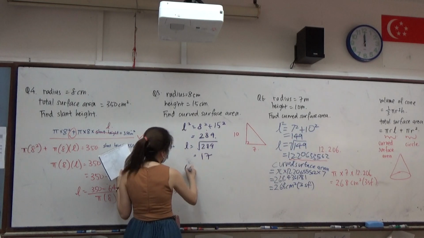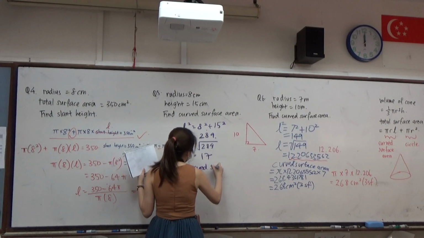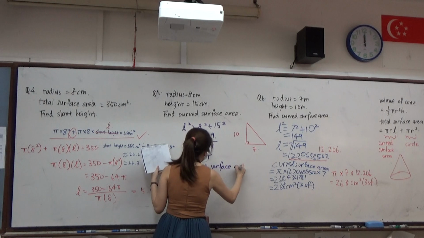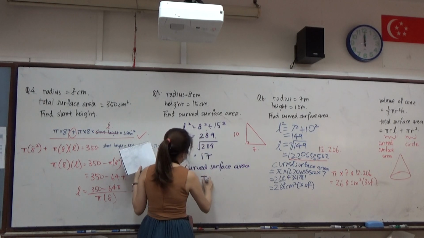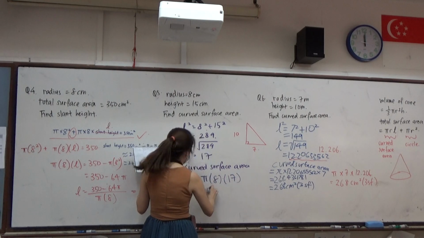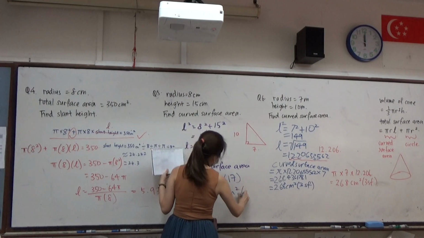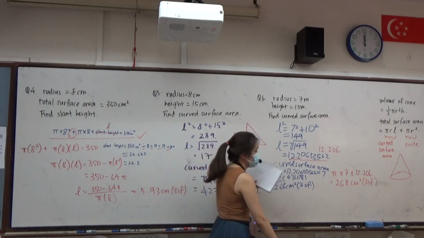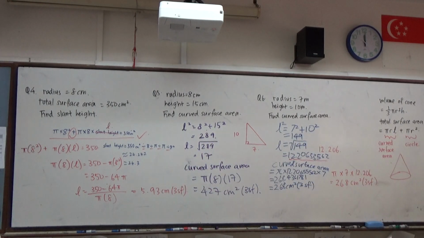Alright, so then curved surface area is equal to pi times radius times 17. You do get 427 cm squared, rounded to 3 SF. Okay, so that will be the answer.